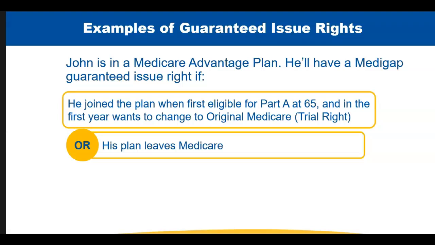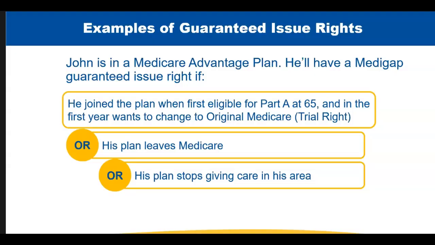So he needs to possibly find another Medicare Advantage plan, or if he wants to go back to original Medicare, he'd have a guaranteed issue right to get a Medigap plan to supplement that. Medicare Advantage plans also serve specific areas, and so they could decide that a certain area is no longer a viable option for them, and they stop giving care in this area. So there's an opportunity to pick up original Medicare and a Medicare Advantage plan, or original Medicare and a Medigap plan.